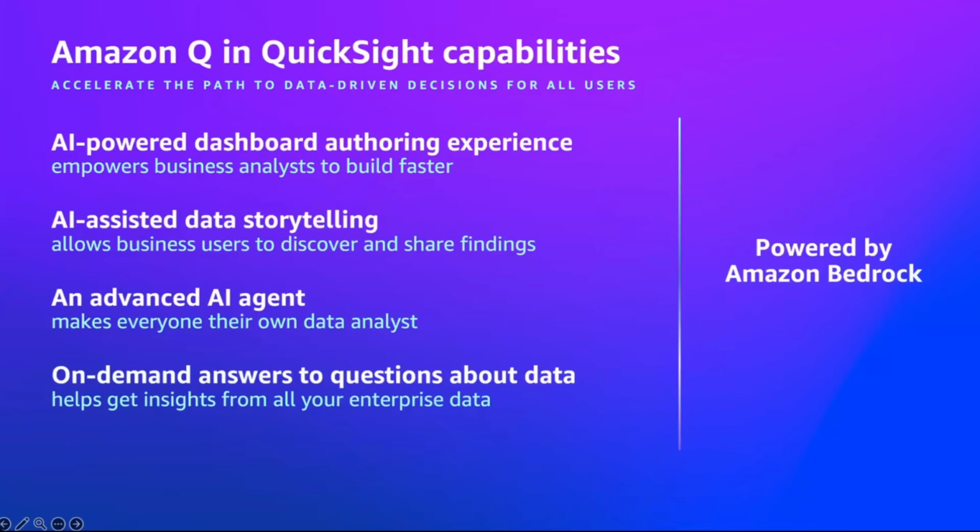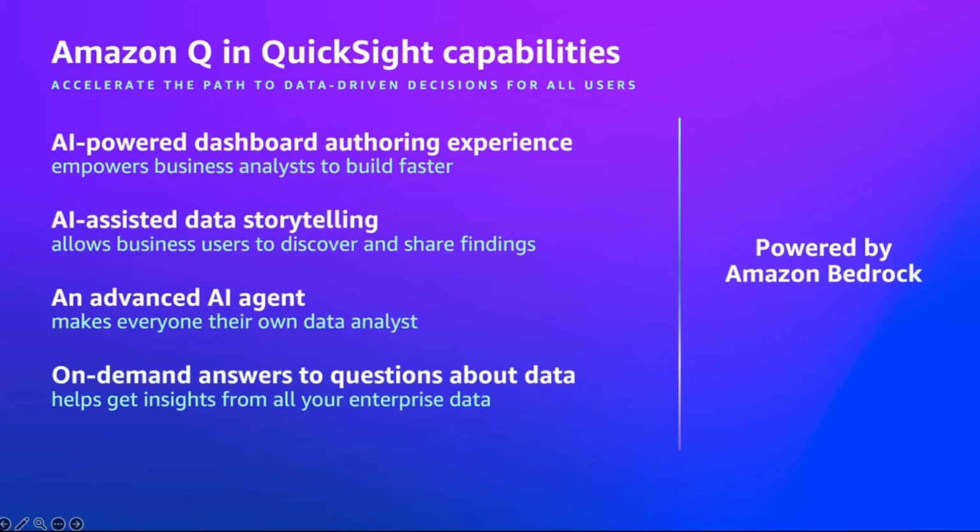But at a high level, the Amazon Q and QuickSight features are all targeted at accelerating the process of deriving insights and meaning from your data, enabling you to make data-driven decisions. This includes capabilities focused on authoring, so enabling you to build dashboards and reports faster. It also includes storytelling capabilities, allowing you to surface and share findings in presentation-ready formats. Next, and most recently, Q provides an AI agent to help you perform complex data analysis. And lastly, it enables you to quickly ask questions about your data to get answers on demand. And all of these features are made possible by Amazon Bedrock.